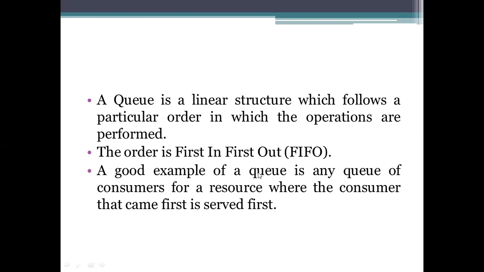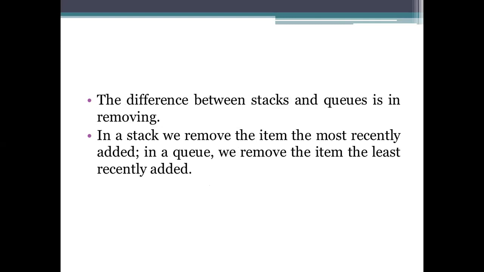If we take a bookshelf as an example, books are arranged in a manner and we can take a book from both ends. Likewise, here the first element entered into this structure will be the first one out. The example here is a group of consumers waiting in a line to get something. The first one who gets into the line will be served first.